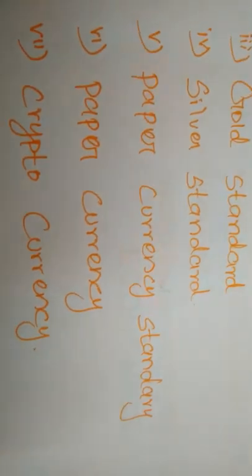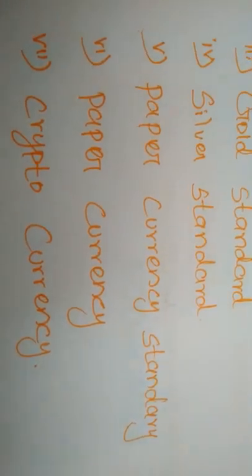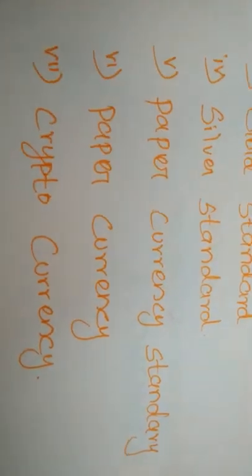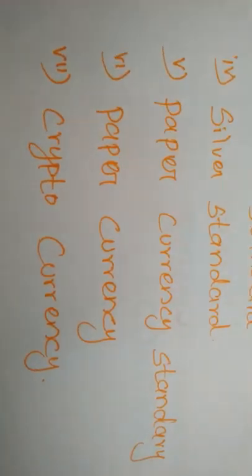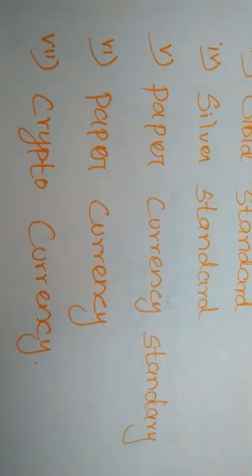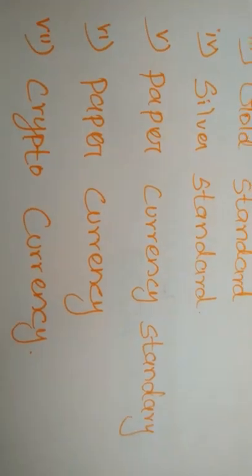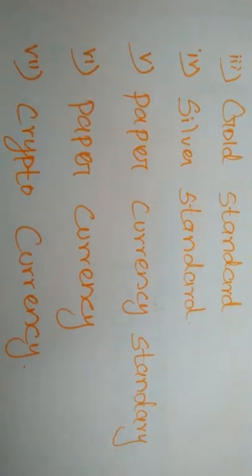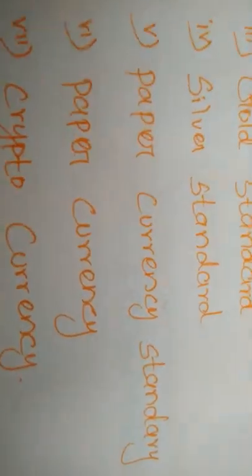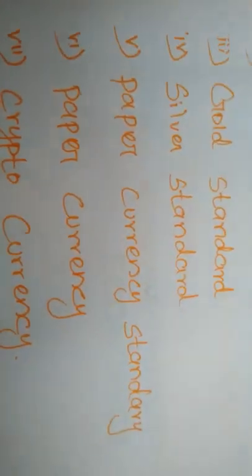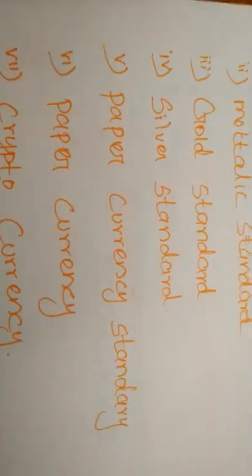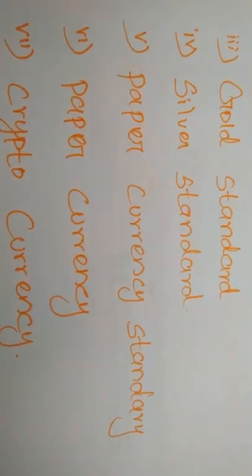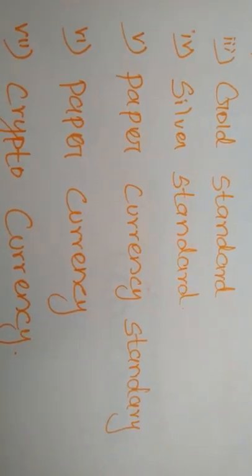Next, paper currency standard. The paper currency standard refers to the monetary system in which the paper currency notes issued by the treasury or central bank circulate as unlimited legal tender. Normally nowadays we are using currency notes, so this currency note is called the paper currency standard. This paper currency standard got its common measure of value from the central government.